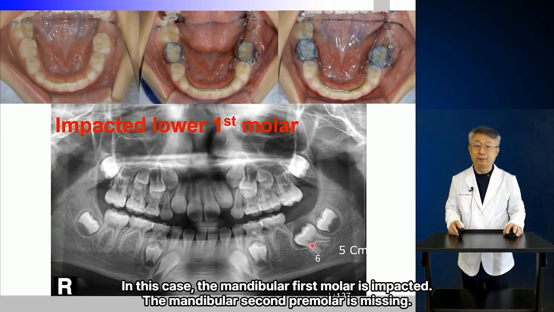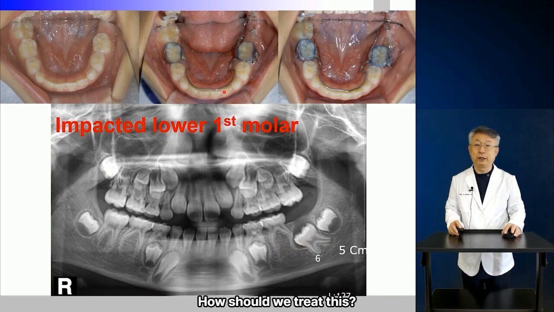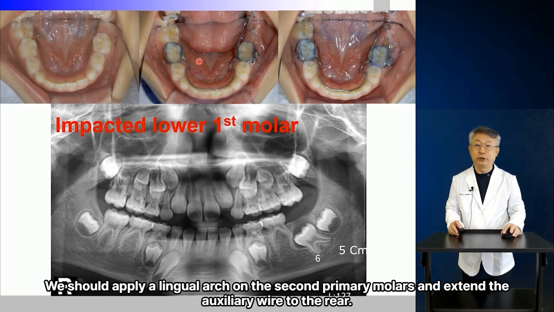In this case, the mandibular first molar is impacted. The mandibular second premolar is missing. How should we treat this? We should apply a lingual arch on the second primary molars and extend the auxiliary wire to the rear.